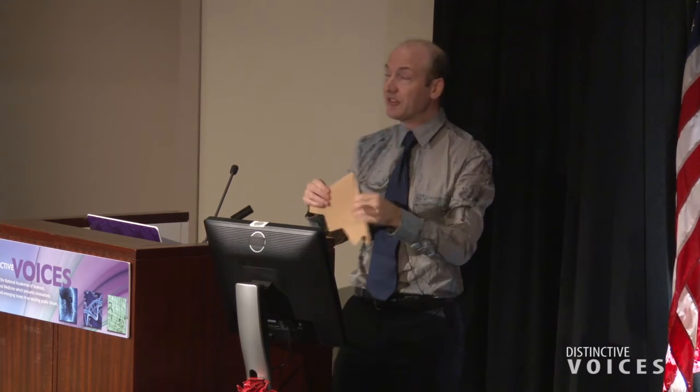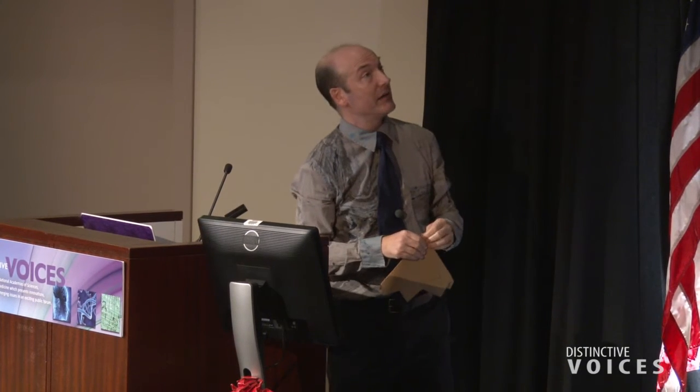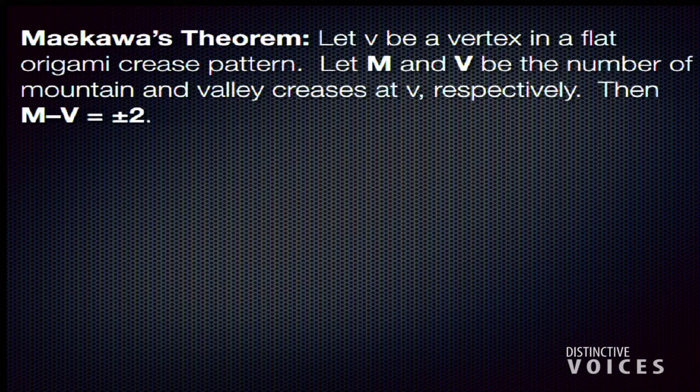You know, you fold, fold, fold, and you get something flat, and it looks like a bird or whatever. So if we looked at the crease pattern of a flat origami model, and we look at one vertex, I say, let V be a vertex of a flat origami crease pattern, and let M and V be the number of mountains and valleys coming out of that vertex, then we always have this. M minus V is going to be either +2 or -2. +2 if you have more mountains than valleys, or -2 if it's the other way, depending on what side of the paper you're looking at.